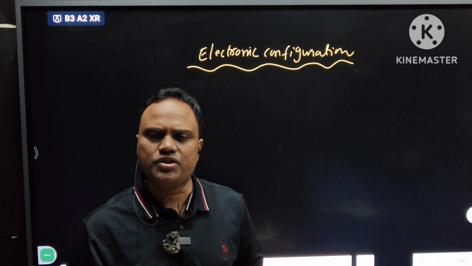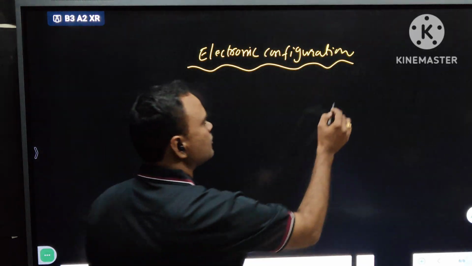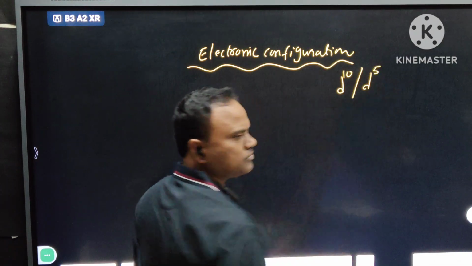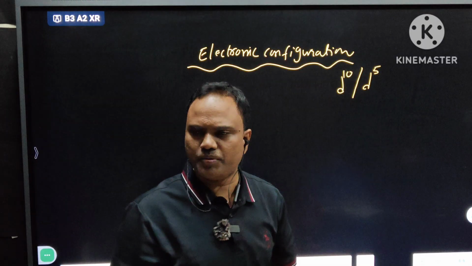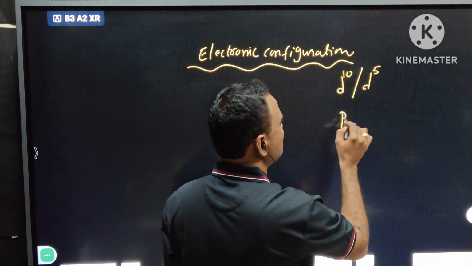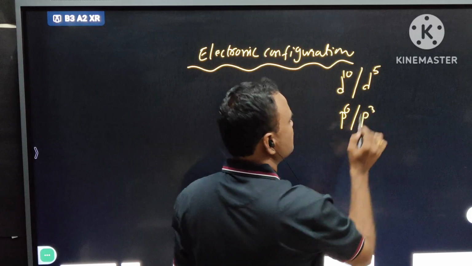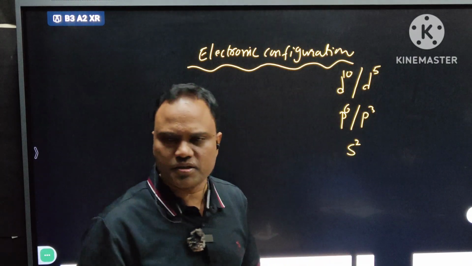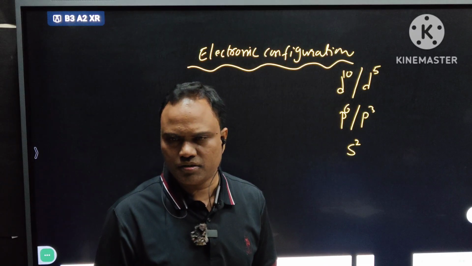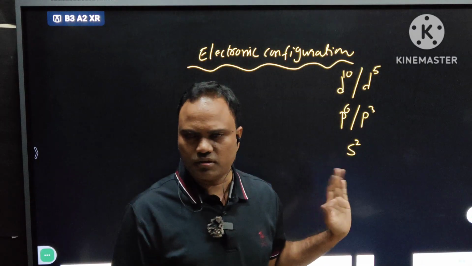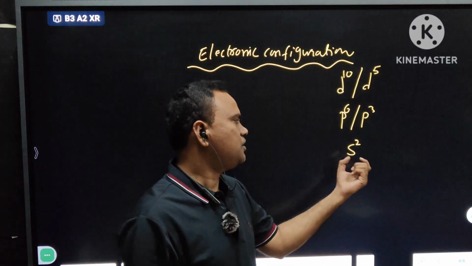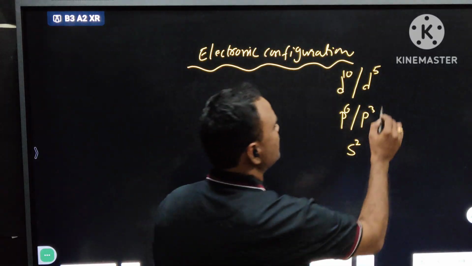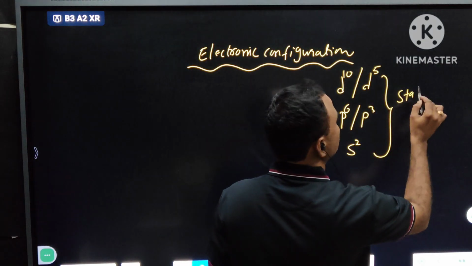What are stable configurations? See, for d orbital, d10 is stable, d5 is stable: completely filled, completely half filled. For p orbital, p6, p3. For some cases we consider s2 also completely filled, rare cases, right? Generally we consider p and d completely half filled or completely filled. These are said to be stable configurations.